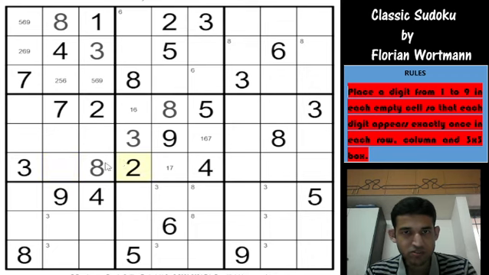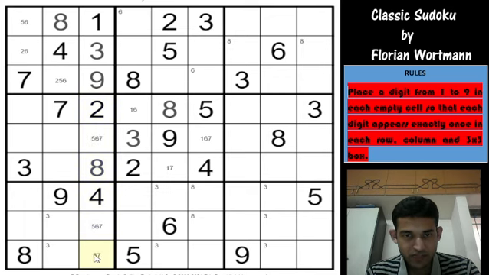So this 8 goes here, and now 9 has only one cell left in column 3. 9 goes here. That's a 2, 6. That's a 5, 6. 1, 2, 3, 9, 4 and 8. So the remaining digits are 5, 6, 7. Of course 5 cannot be here. So that's 6 and 7. 6 can't be here. 5 and 7.